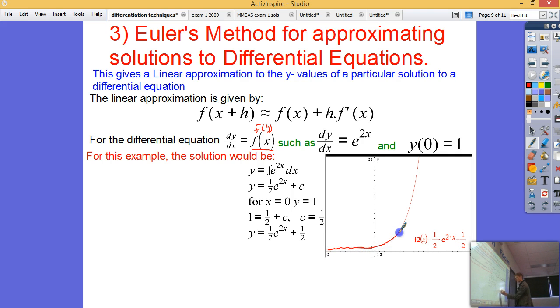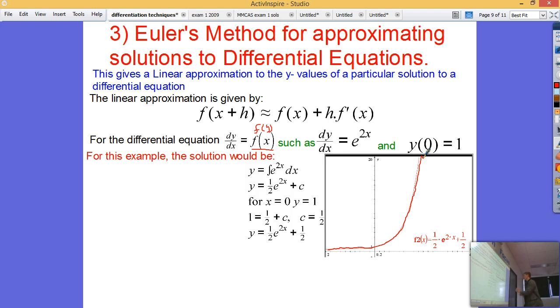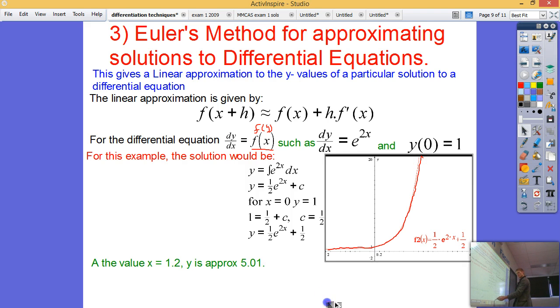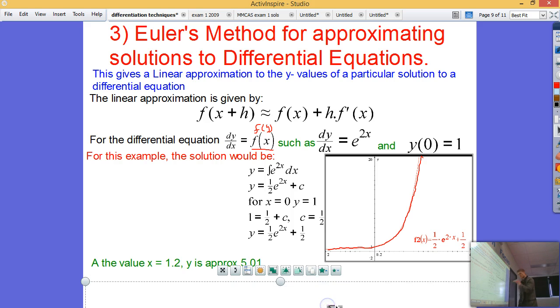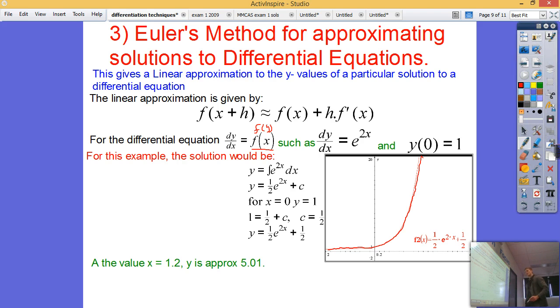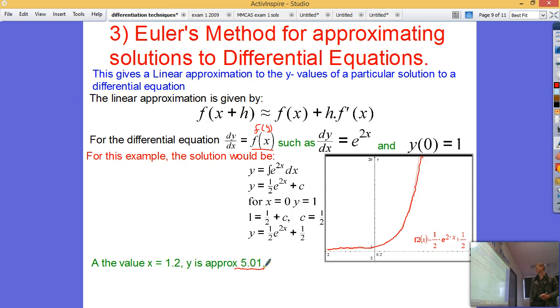Being an exponential equation. Now, from that, we might be interested in asking what y value we will get for a given x value. This is the information given to us. How did we obtain this? y is approximately 5.01 at this x value. Well, I can apply my Euler approximation rule to do it.